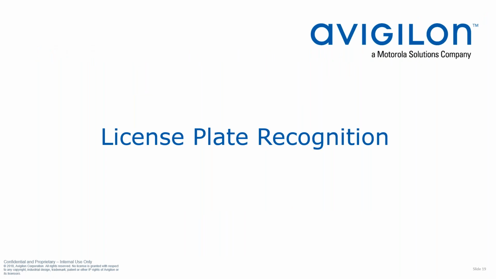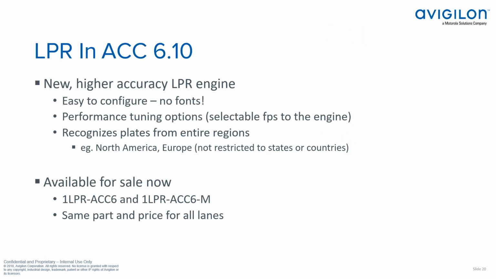So I think we've gone through 5 different searches, really 6 when you consider appearance search. You can click on an object and record it or describe it. Now we're getting to LPR. A lot of people don't realize that we do this, but in LPR, we've created a new engine inside of ACC6, and now, of course, it goes into 7 as well. Very accurate. You don't have to configure fonts. We used to have to worry about what state it was, all that kind of stuff.